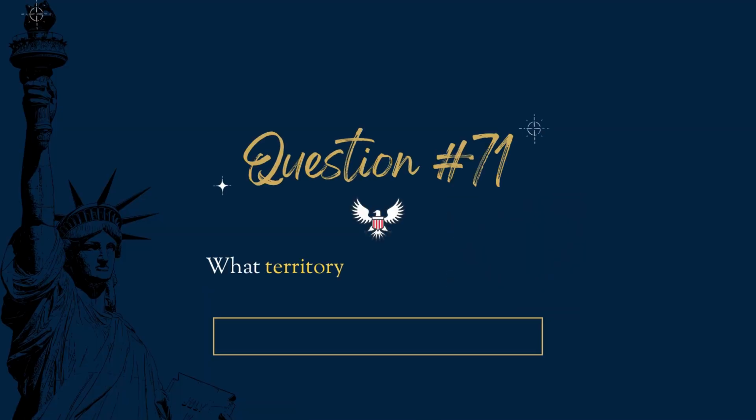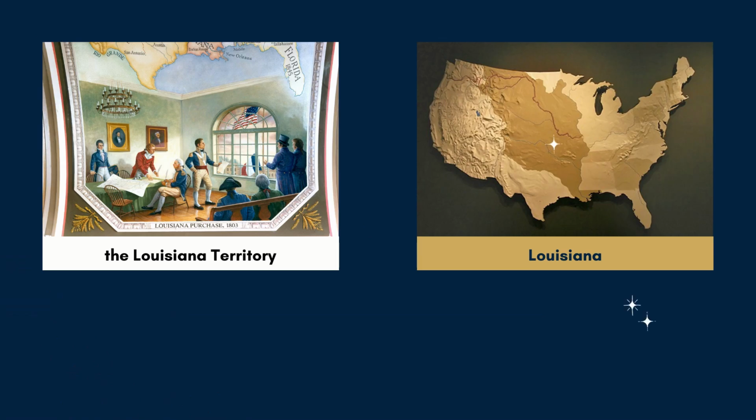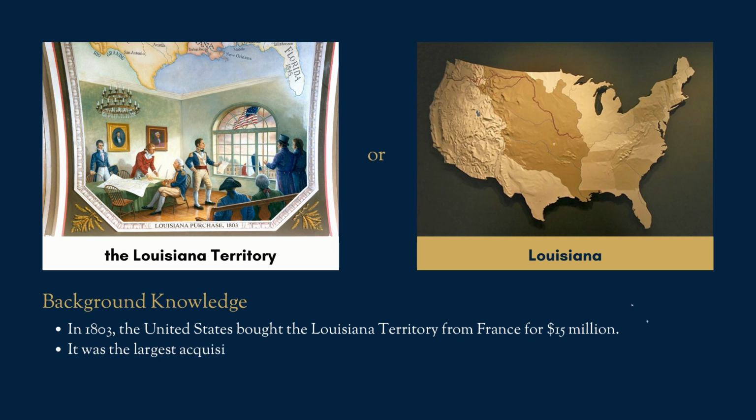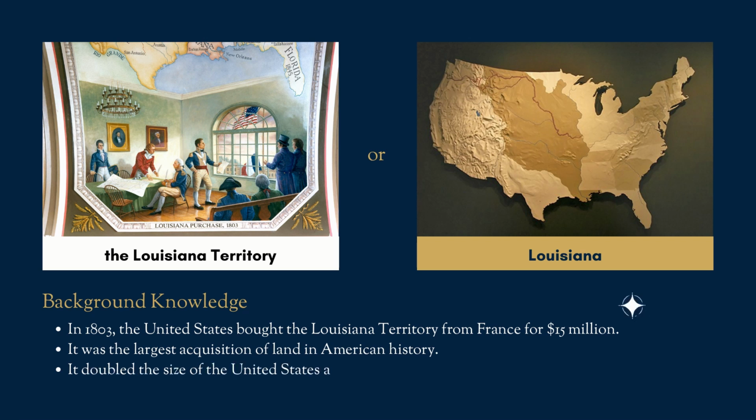Question 71. What territory did the United States buy from France in 1803? Answers. The Louisiana Territory. Or Louisiana. Here is some background information that helps you memorize the answer. In 1803, the United States bought the Louisiana Territory from France for $15 million. It was the largest acquisition of land in American history. The Louisiana Purchase doubled the size of the United States and expanded it westward.